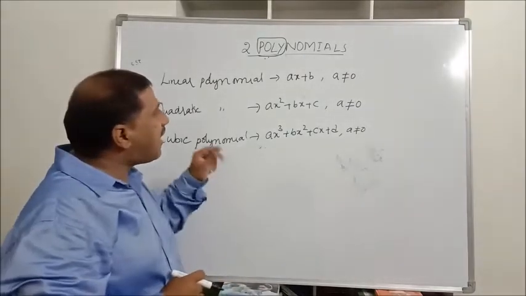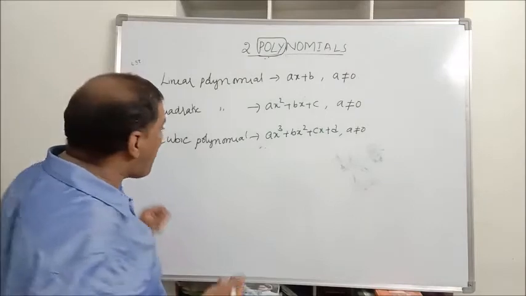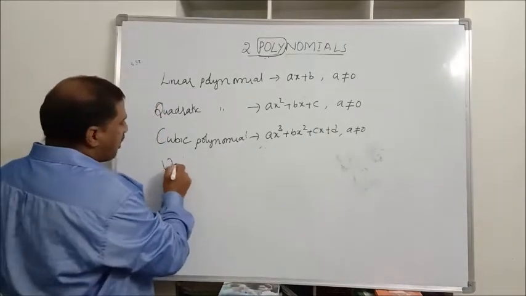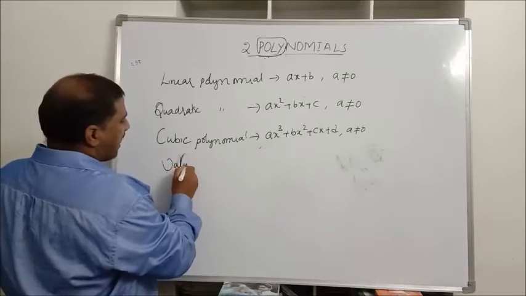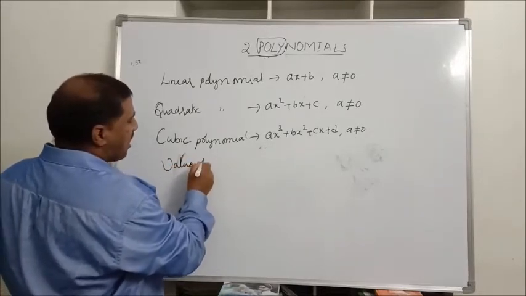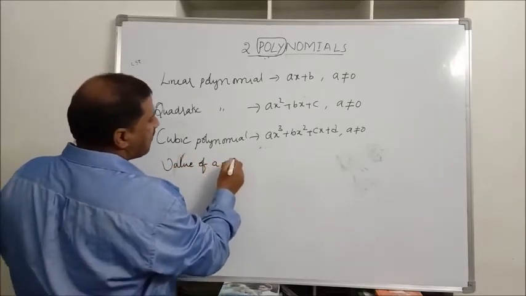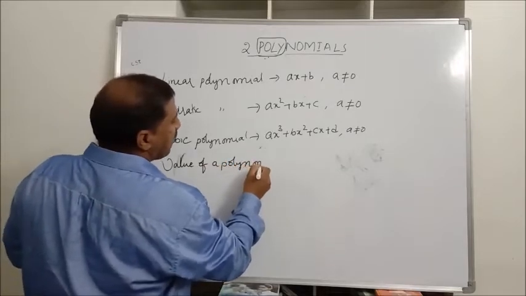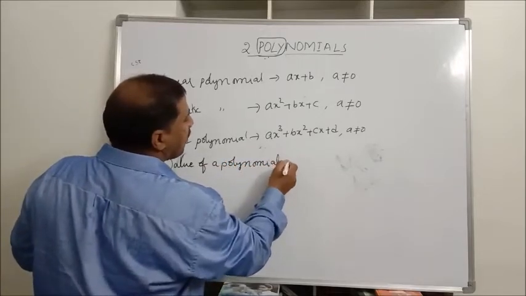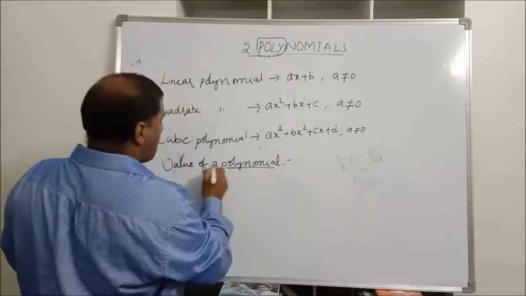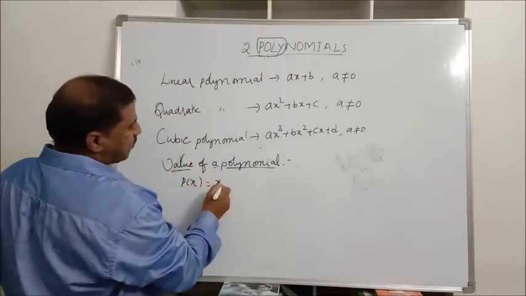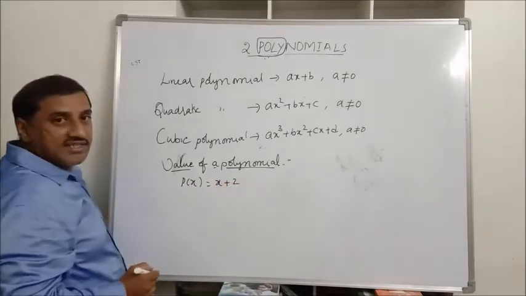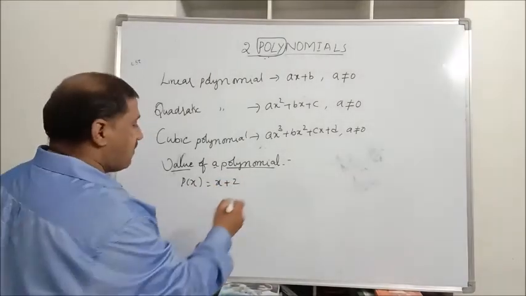Now, how do you find the value of a polynomial? We have studied value of a polynomial even in the 8th standard. Then we will study the zero of a polynomial. So, the value of a polynomial for a given value of the variable. Let p of x is equal to x plus 2.